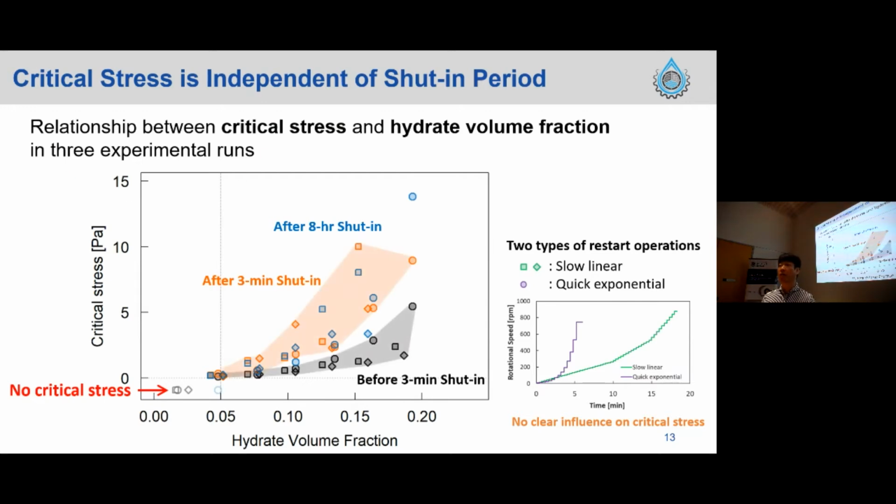There was a clear difference between the critical stress before and after 3-minute shut-ins. However, there wasn't a clear difference between the critical stress after 3-minute shut-in and after 8-hour shut-ins, so the data overlap in this graph. This overlap means no effect of shut-in period. But interestingly, this trend is different from the trend in oil-dominant systems.